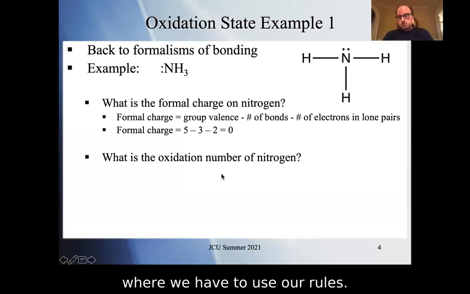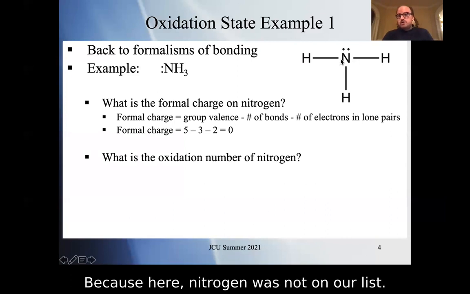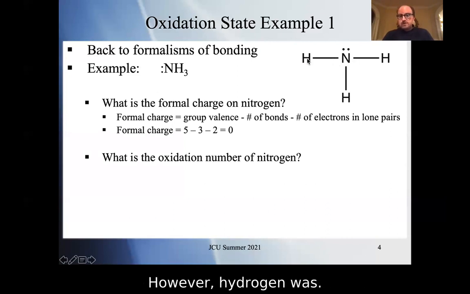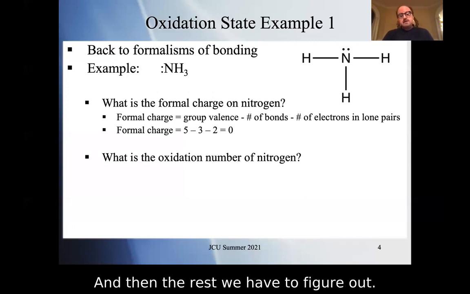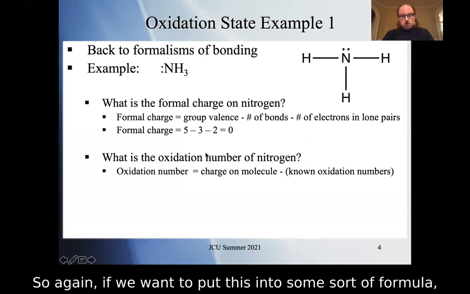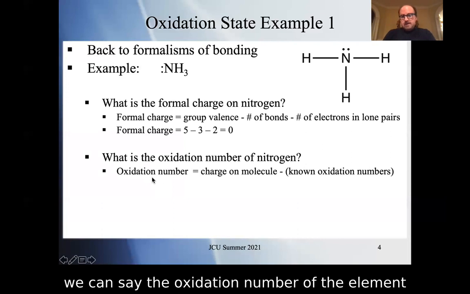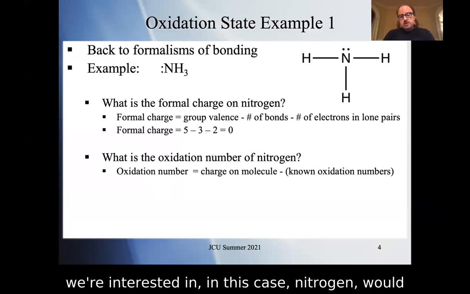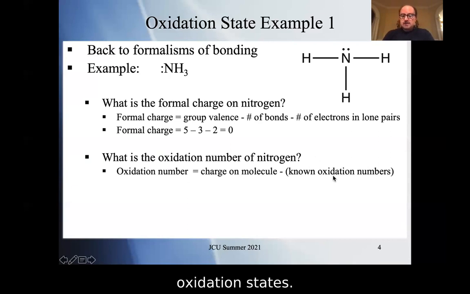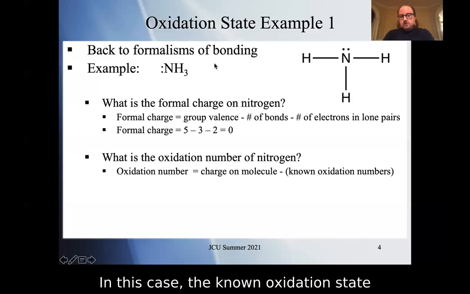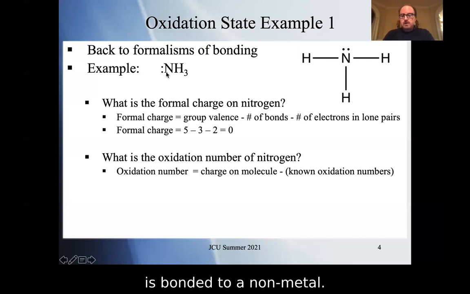Now, if we want to know the oxidation number of nitrogen, or oxidation state of nitrogen, here's where we have to use our rules, because here nitrogen was not on our list. However, hydrogen was. So usually for oxidation number, we will have 1 or more elements that we can certainly place in terms of a value, and then the rest we have to figure out. So again, if we want to put this into some sort of formula, we can say the oxidation number of the element we're interested in, in this case nitrogen, would be the charge on the molecule minus the sum of known oxidation states. In this case, the known oxidation state would be for hydrogen, because here hydrogen's bonded to a nonmetal, it would be +1.